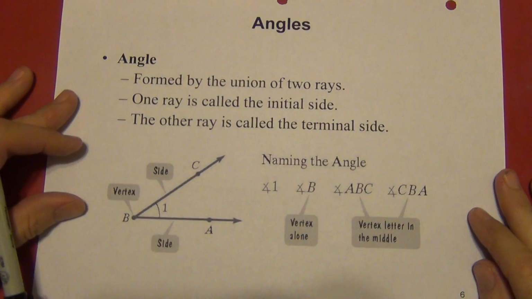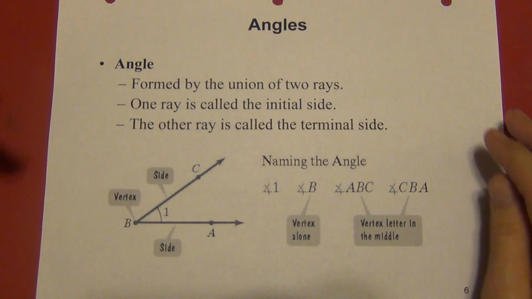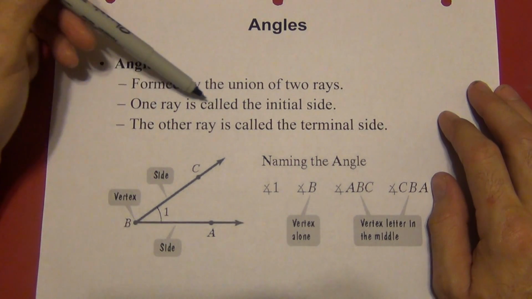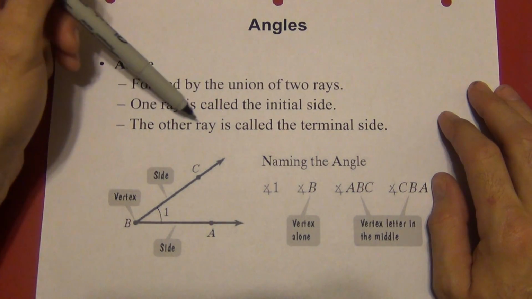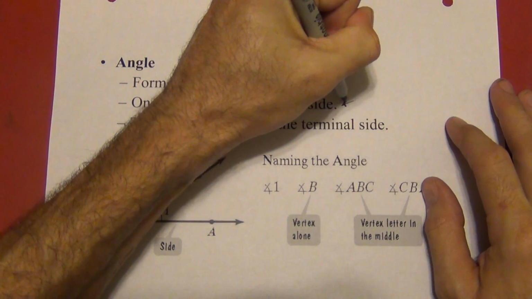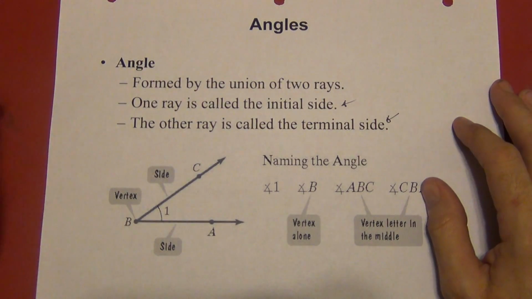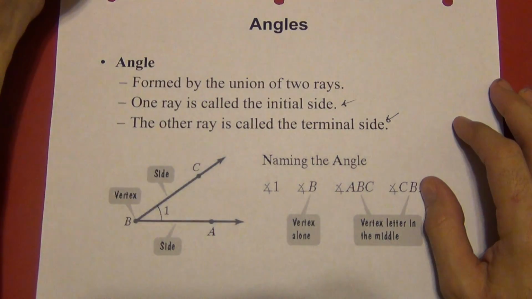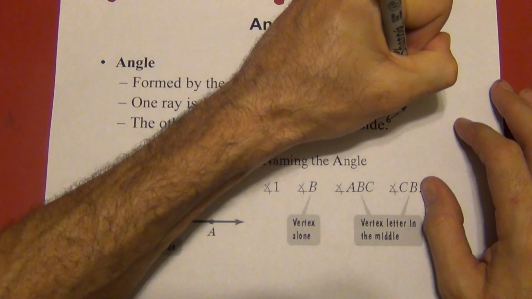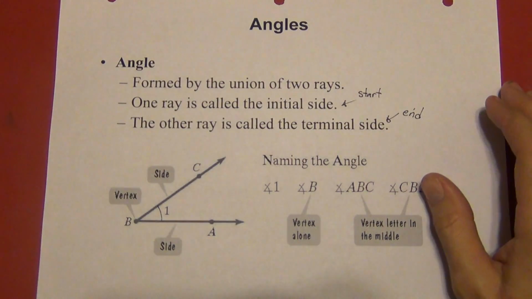Okay. Now, what do we do with two lines? Well, we use two lines to make angles. So we're getting into new territory here. Now we're going to talk about angles. An angle is formed by the union of two rays. One ray is called the initial side, and the other ray is called the terminal side. There's a bit of debate about which one is which. Hopefully in my math lab it tells you. But usually the initial side is where you're going to start, and the terminal side is where you end up.